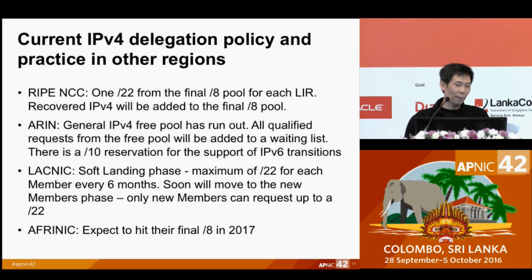Before I finish my presentation, I would like to share some information about how other RIRs manage their IPv4 pool. RIPE NCC is very simple: a /22 from the final /8 pool for each LIR. The recovered IPv4 will be added to the final /8 pool.